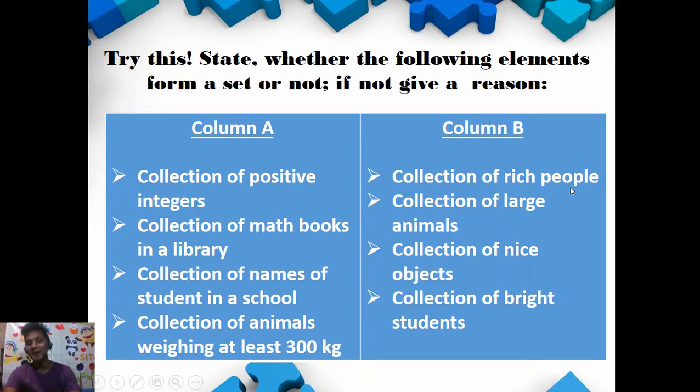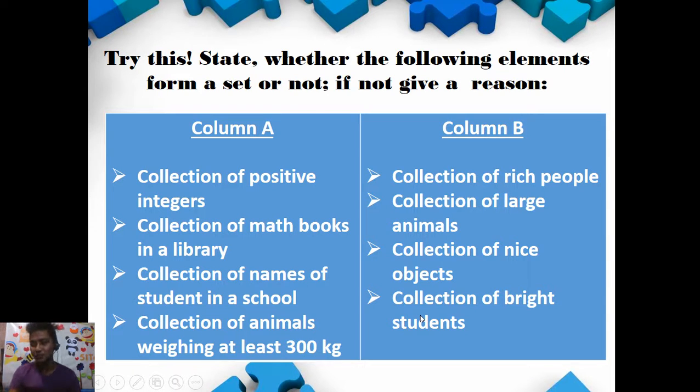Okay, did you understand? Next one, how about the collection of large animals? This one also is not a set. Why? We didn't define the word large. Again, it should be specific. Next one, collection of nice objects. This one is also not a set because we didn't define the word nice. And then the last one, collection of bright students.